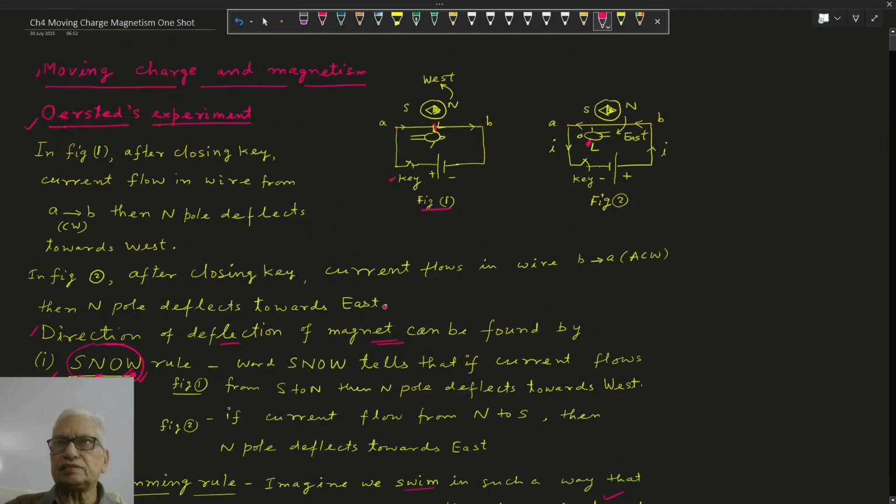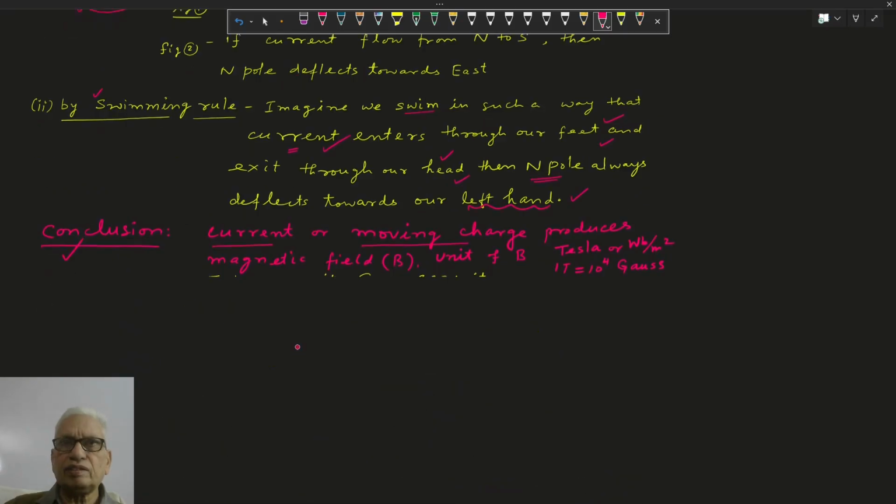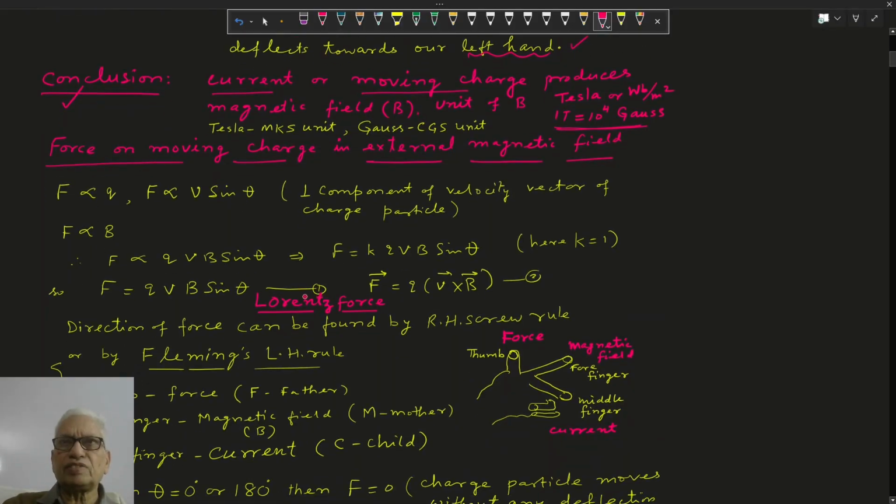In this figure also, current is entering through our feet, meaning A to B, and exiting through our head, so the north pole is deflecting towards our left hand, meaning west. In this one, current is flowing from B to A, entering through feet and exiting through head. The north pole is deflecting towards our left hand, meaning east. So the conclusion here: the current or the moving charge produces a magnetic field.